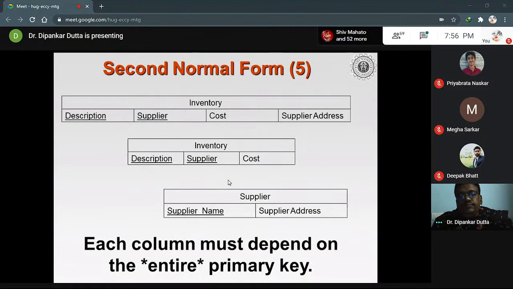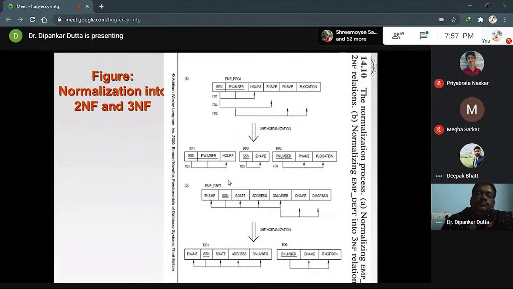Okay. Clear? Yes, sir. Okay, I will just show another example. Here it is written 3NF, so forget about that for the time being. Just consider 2NF.